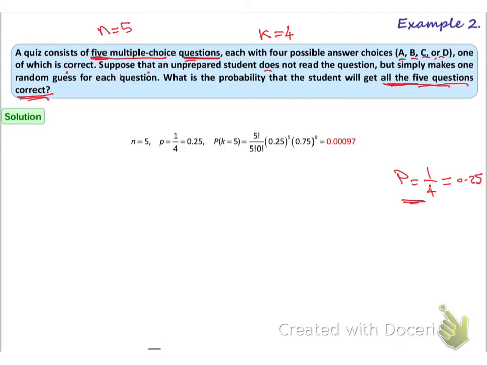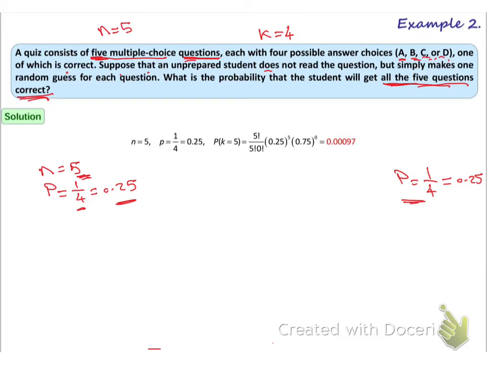So the question here, I have 5 questions, N equals 5. The probability of the answer being right: I have four possibilities in each question, so each one has an equal chance if I choose randomly. So the probability of getting the right answer will be 1 over 4, which is 0.25. Then how many times do I have to repeat these trials? I have 5 questions, and the probability of getting the right answer is 0.25.